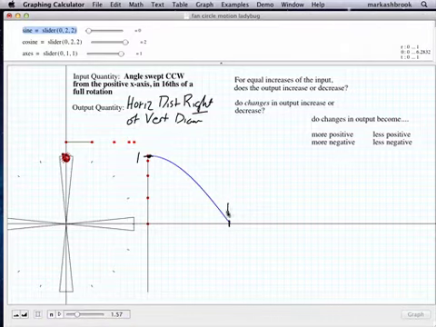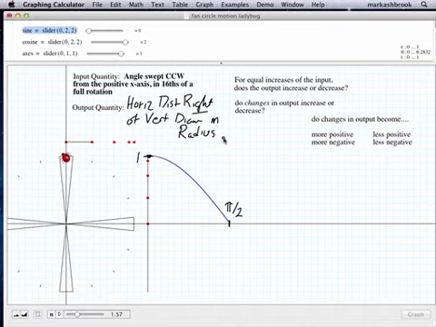Pi over 2 radians. 1/4 circle. Okay, in the next quarter circle, or the second quadrant, when we go from pi over 2 to pi, what will the horizontal distance right of the vertical diameter be? What are we measuring that in? Radius lengths. What will that quantity do as the angle goes from pi over 2 to pi?